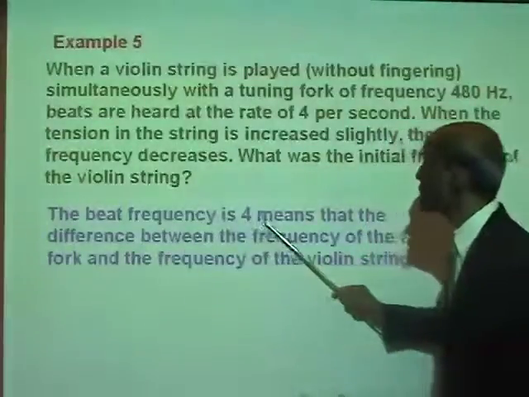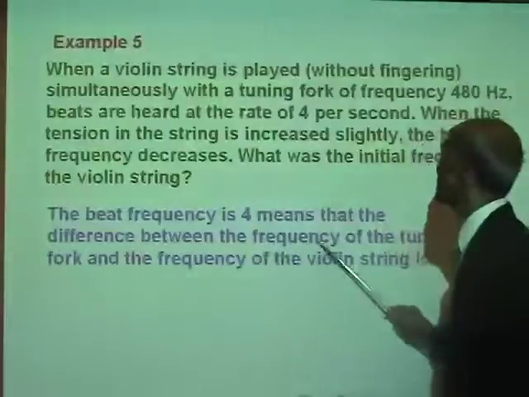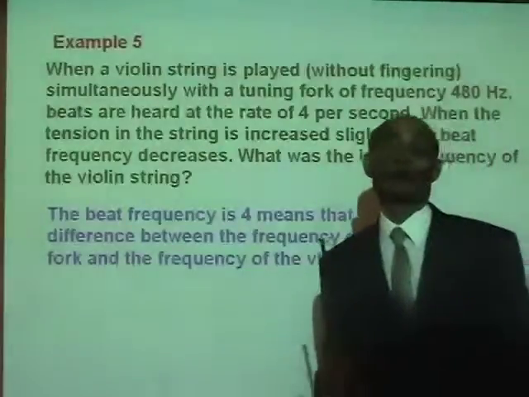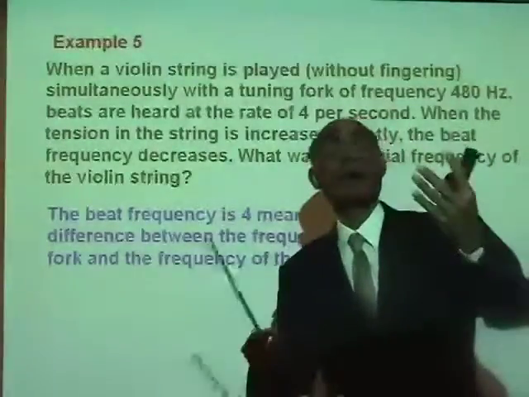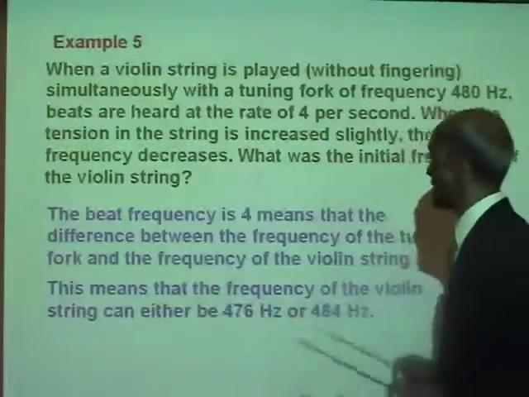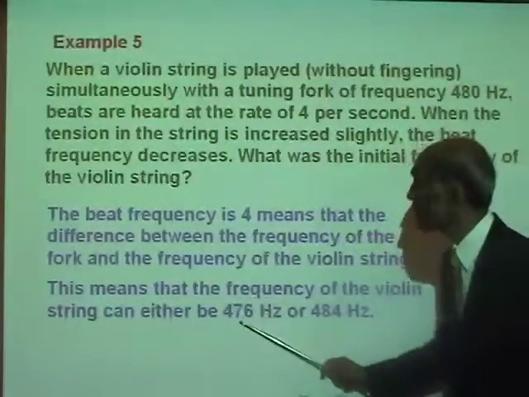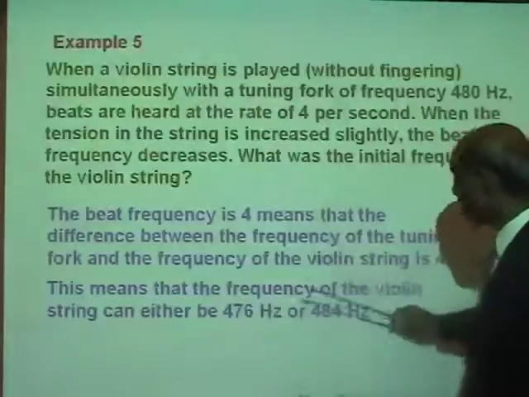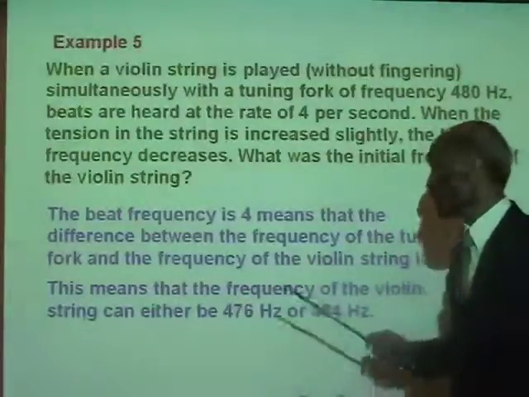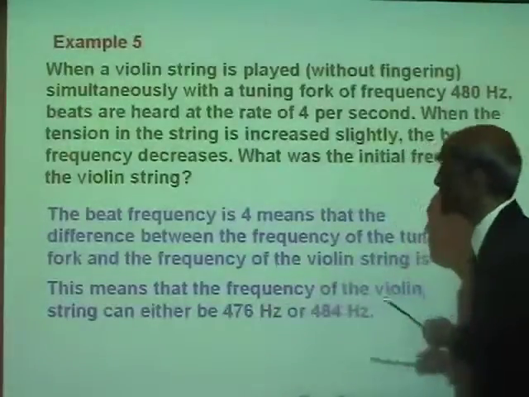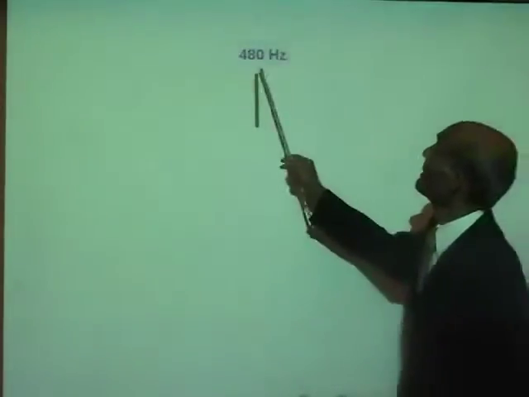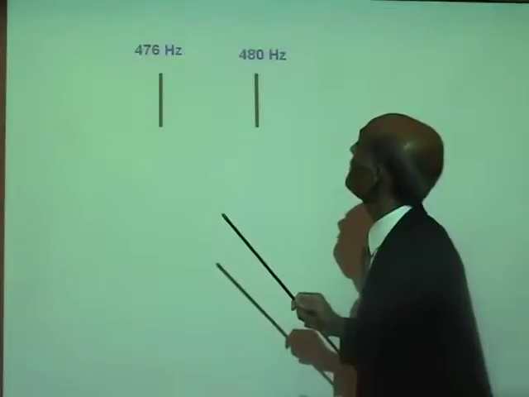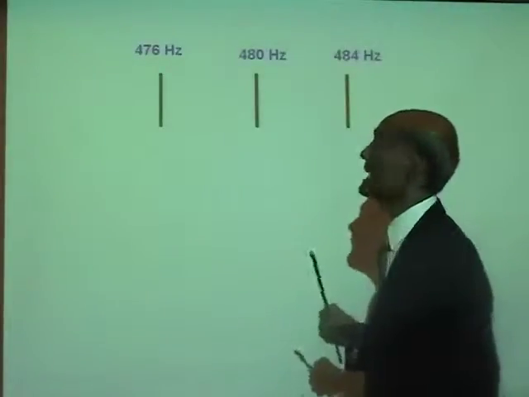Well, the beat frequency is 4 means that the difference between the frequency of the tuning fork and the frequency of the violin string is 4. But we don't know which is greater. We only know that the difference is 4. So the frequency of the violin string can be 476, that is 4 less than the frequency of the tuning fork, or 4 more, that is 484. We got to decide which is the correct frequency. The frequency of the tuning fork is 480. The frequency of the violin can therefore be 476 or 484.